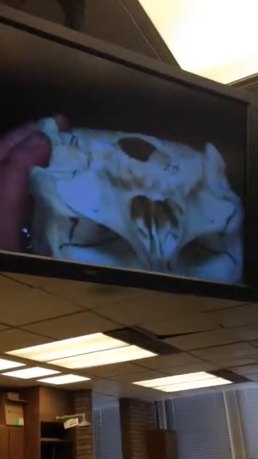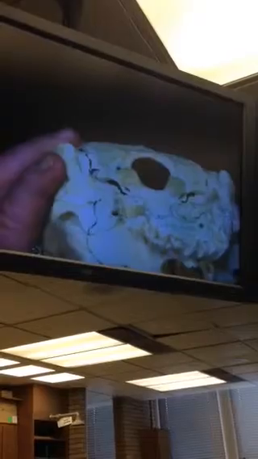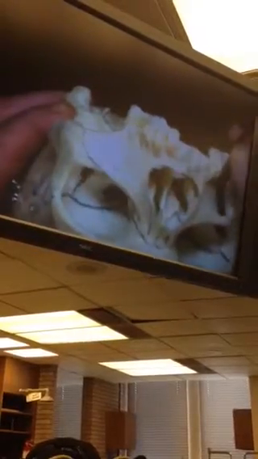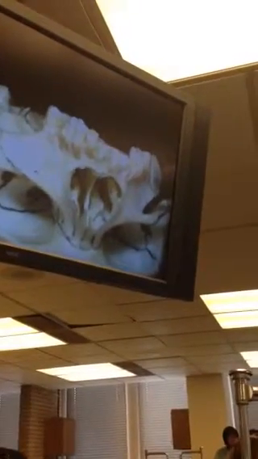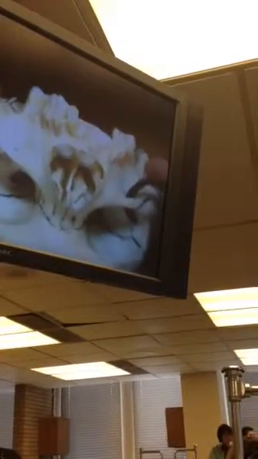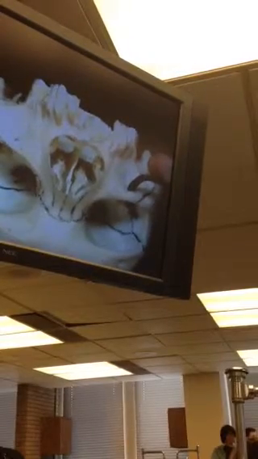These are maxillas, and the maxillas have a foramen here that goes into the orbit, then into a canal. This is the infraorbital foramen and infraorbital canal, or sometimes referred to as the anterior portion of the inferior orbital fissure.